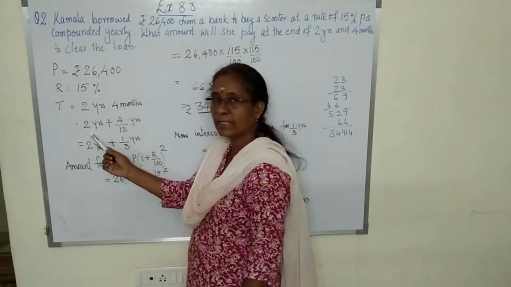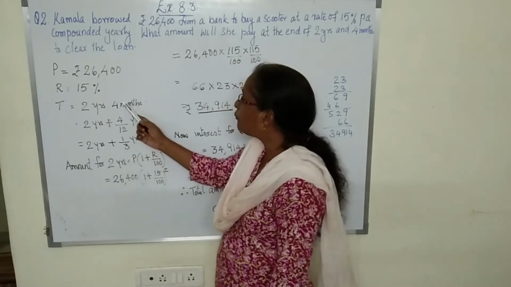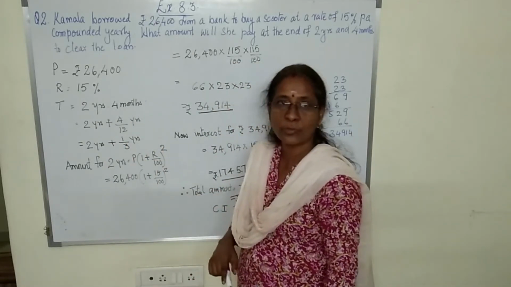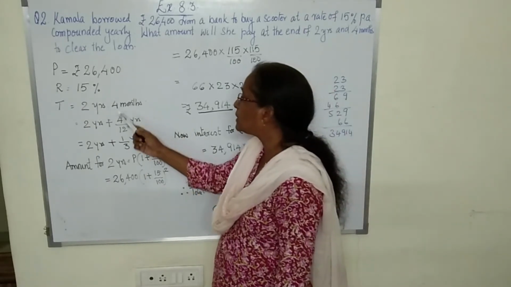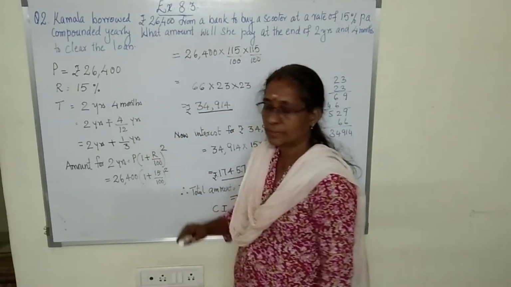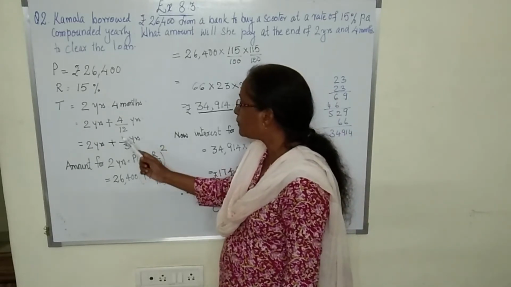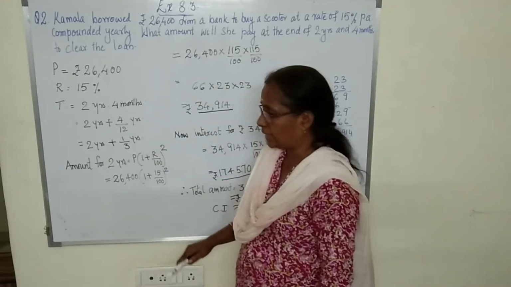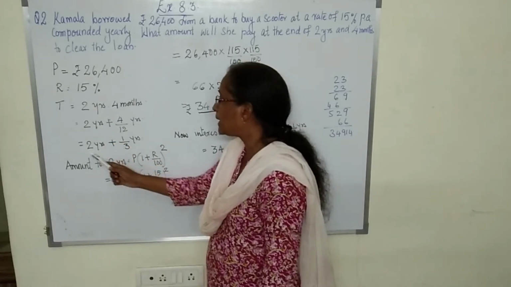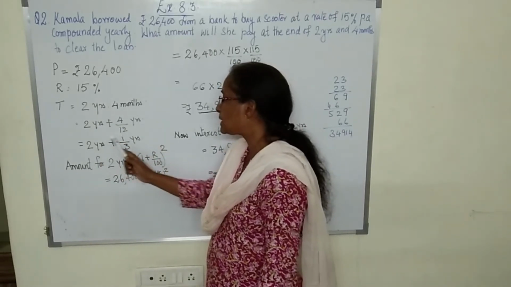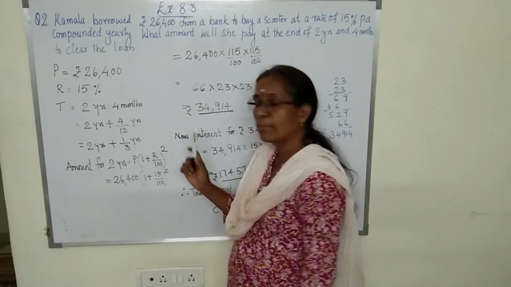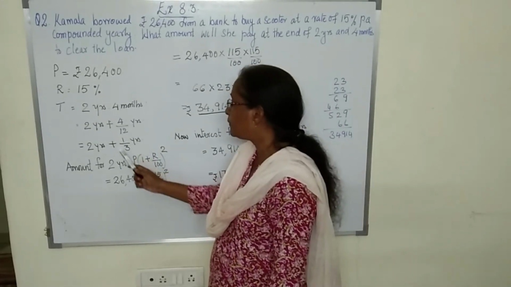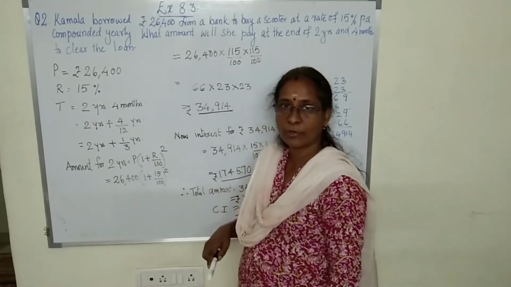So 2 years we can write as it is, but how to convert 4 months into years? You know, in 1 year there are 12 months, so 4 months is 4 upon 12 years. When we calculate 4 upon 12, we get 1 upon 3 years. So the time period is 2 years plus 1 upon 3 years. But using the amount formula directly, with this type of time, it won't be possible for us to do.